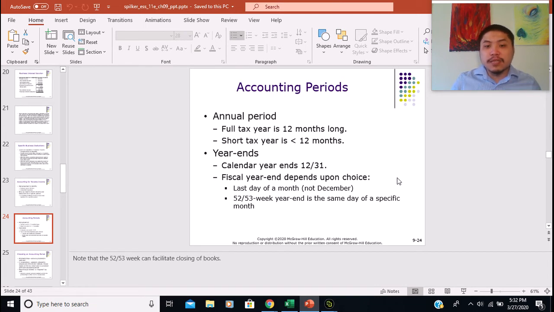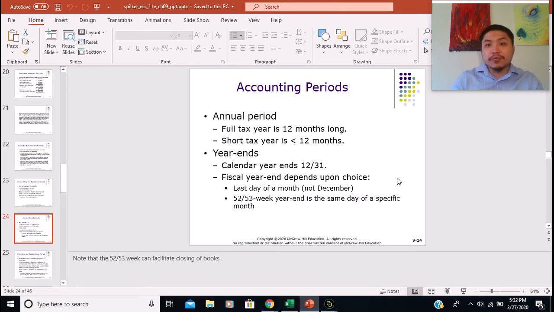So that's one, right? And then the other type of accounting period is called the 52-53 week year end. Even though the name is kind of weird, it's pretty simple. Basically, the business owners can choose the same day of a specific month to end their tax year. For example, taxpayers choose the last Friday of July every year to be the end of the tax year for the business, right? So that also works.